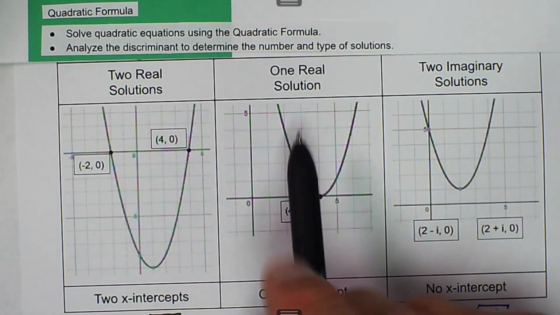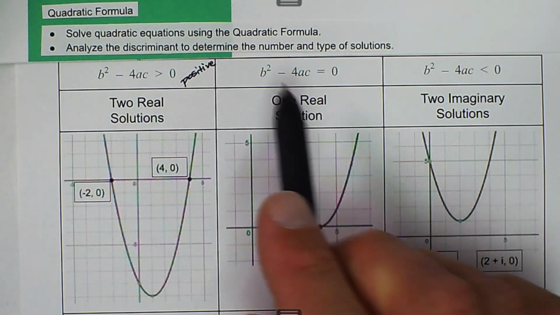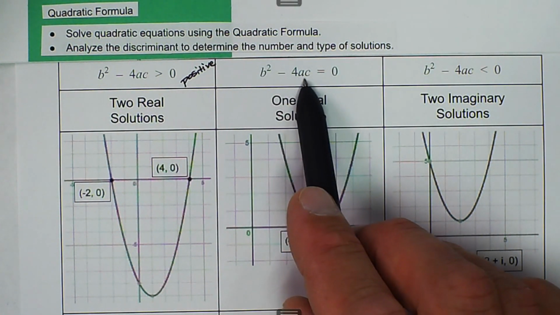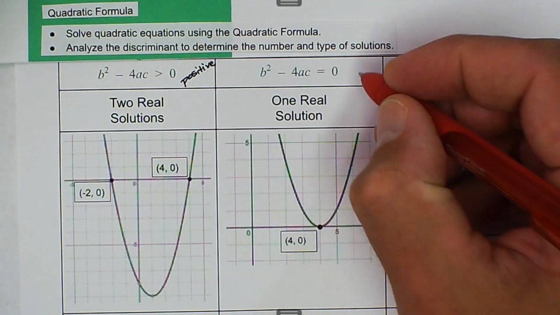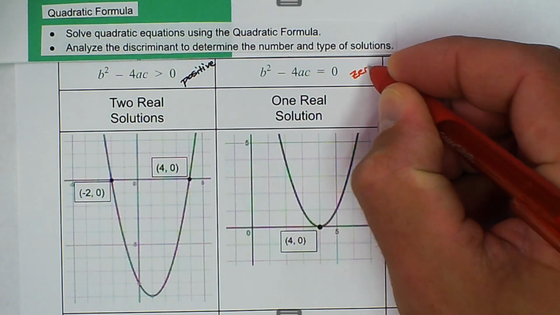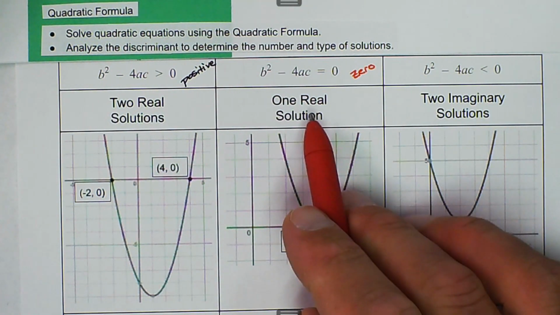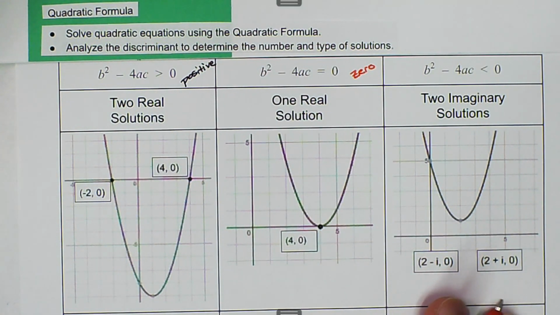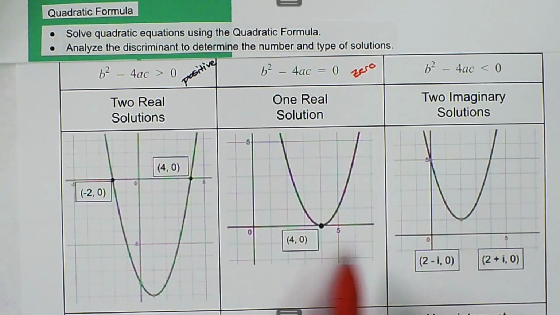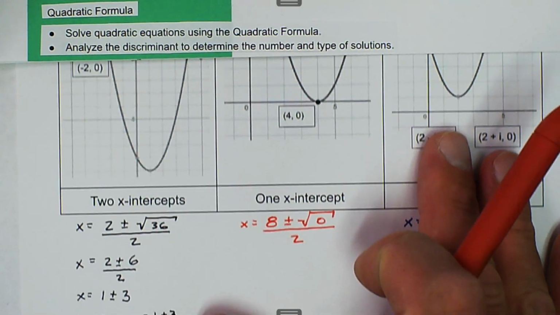Then we have one real solution if b squared minus 4ac is equal to 0. So if our radical is 0, then we have one solution. And actually we have a double root here, or multiplicity of 2, because it just touches the graph there. And we can look at what that would look like algebraically.